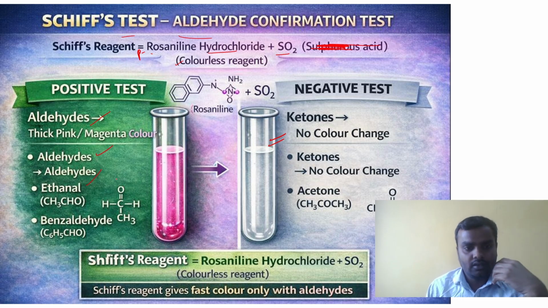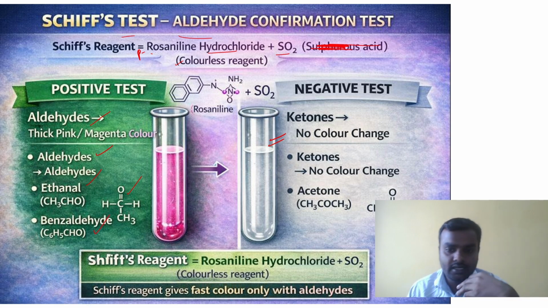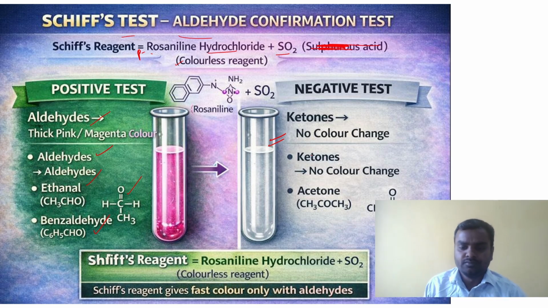Aldehydes will give the test, ethanal will give the test, acetaldehyde will give the test, and benzaldehyde also gives the test. Aromatic aldehydes also give the test. Now, if you see ketones, there is no test because it's not that strong an oxidizing agent. For ketones, no color change will take place; it stays white. Acetone reacts very slowly, but you can ignore it. Schiff's reagent, rosaniline hydrochloride, is a colorless reagent. Schiff's reagent gives a fast color only with aldehydes.